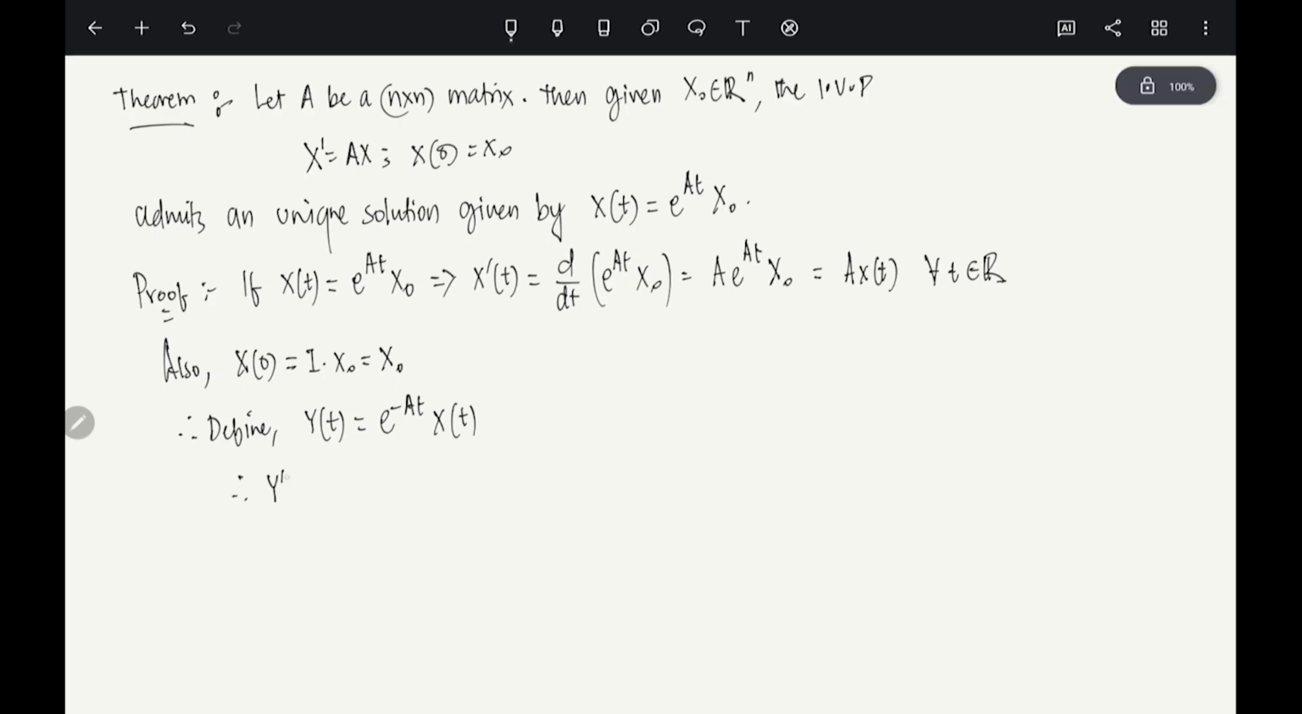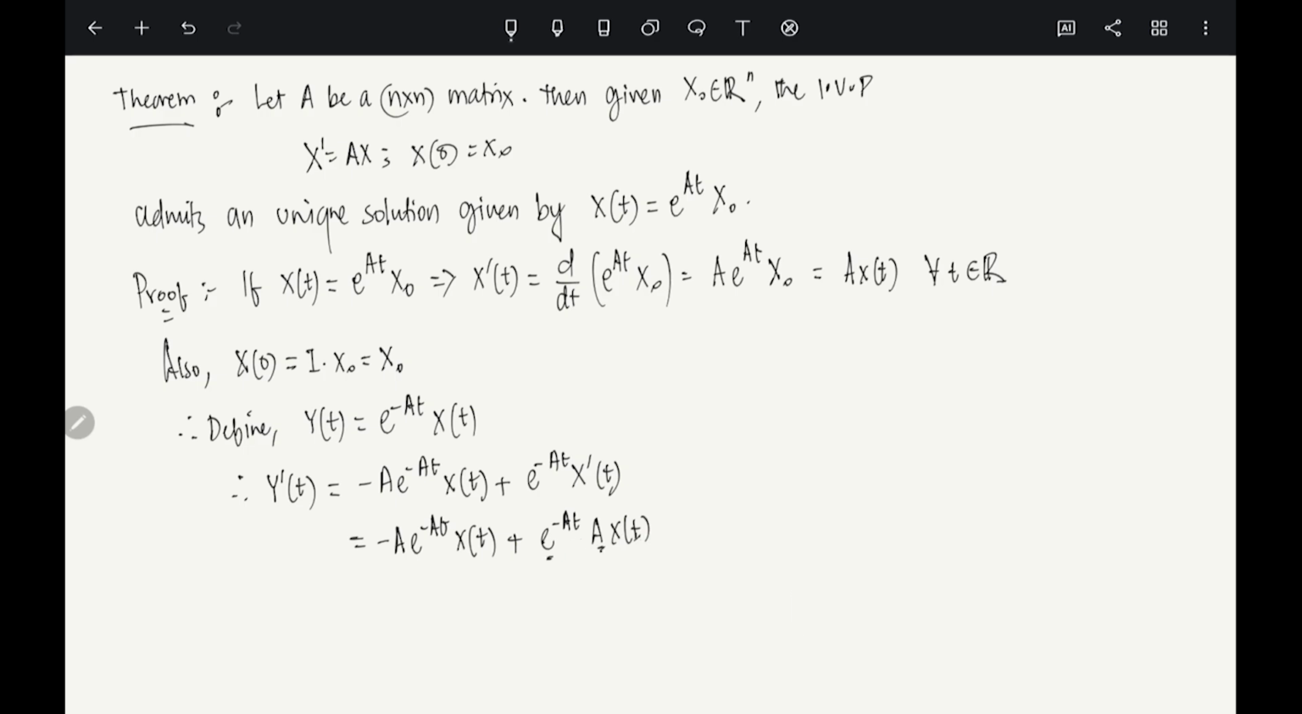Then what is y prime of t? y prime of t is nothing but minus A times e^(-At) x(t) plus e^(-At) x prime of t. Clear? And what is x prime of t? It is nothing but A x. So e^(-At) A x(t). Now A and e^(-At) commute with each other. So basically this is essentially 0, right? That will imply y(t) is constant, and what is y at the point 0? This is nothing but x(0), which is x naught.